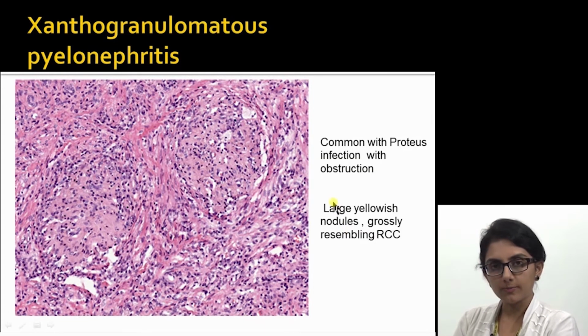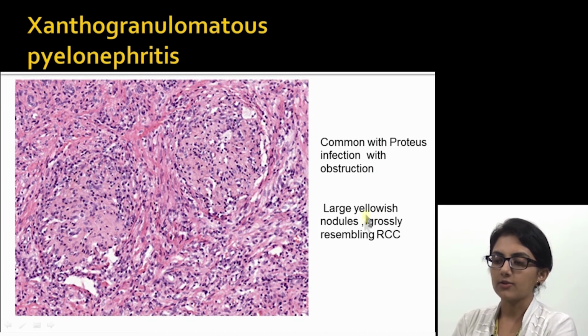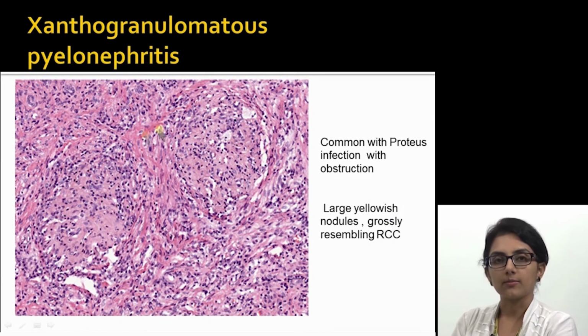Now, there are some forms of pyelonephritis that we should be aware of, one of which is Xanthogranulomatous pyelonephritis. This tends to commonly occur with proteus infection along with obstruction, and grossly it can look like large yellowish nodules. Of course, the yellowish color here would be because of the xanthomatous infiltrate, that is, these macrophages which are lipid laden along with chronic inflammation. But on gross, the large yellowish nodules may resemble a renal cell carcinoma, and a similar mistake can be made on imaging as well. So it's very important to be aware of this entity.